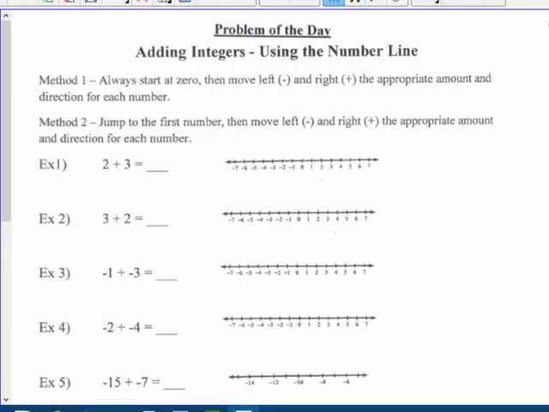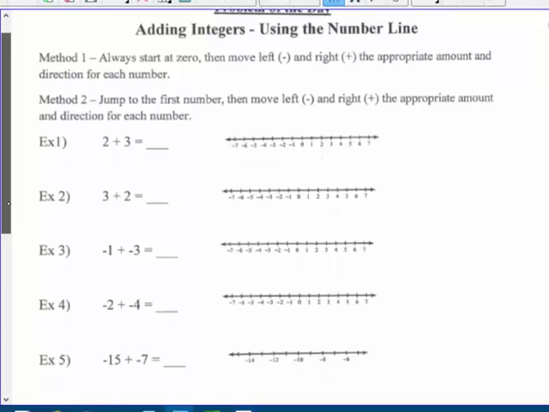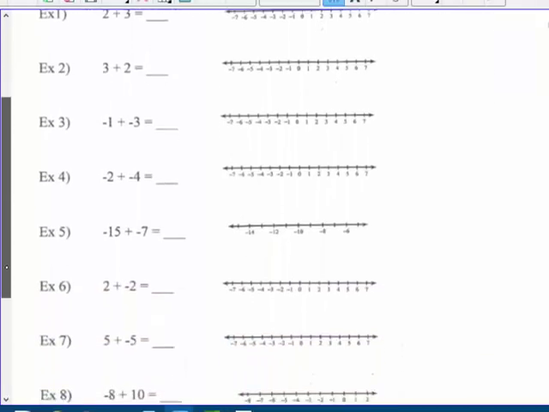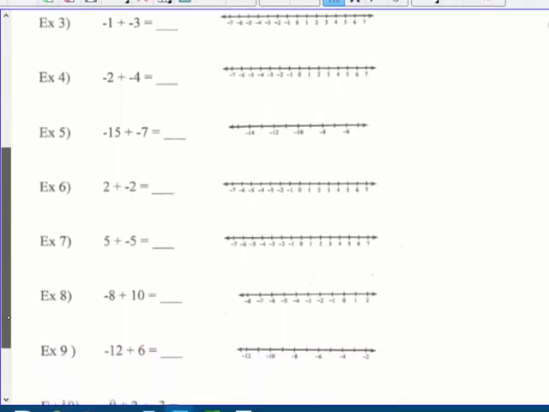Today's video starts on page 28. It is a problem of the day about adding integers using a number line. So you're going to go ahead and do this on your own. We'll go over it in class. However, there's a couple of them that we need to make some adjustments on.